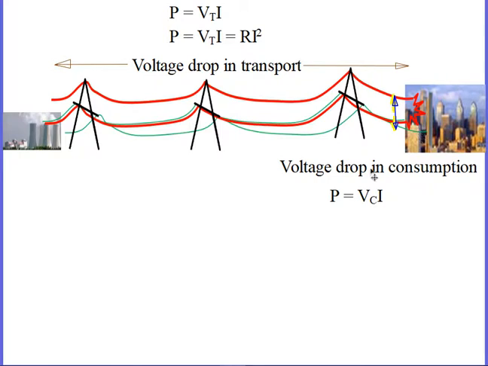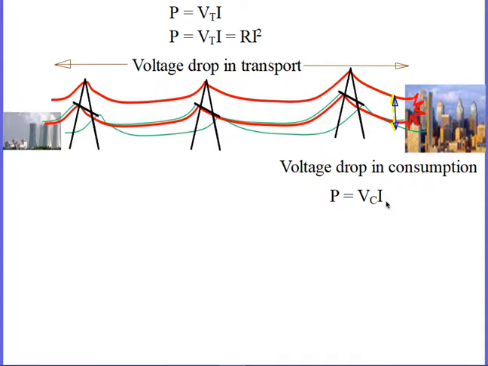And the city needs something on the order of a megawatt. Not 1,000,000 megawatts, a megawatt. 1,000,000 watts, 1,000,000 joules of energy every second. Electrical energy being transformed into some other form of energy.